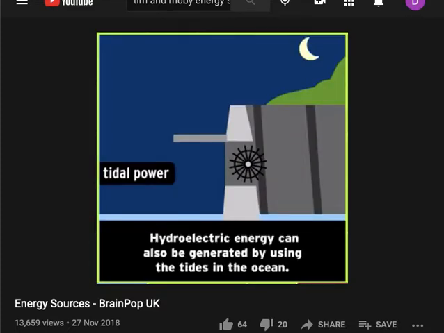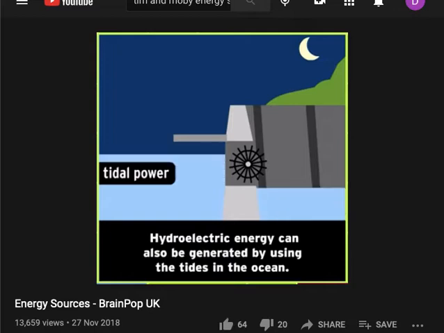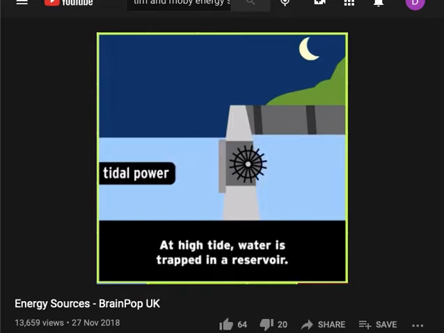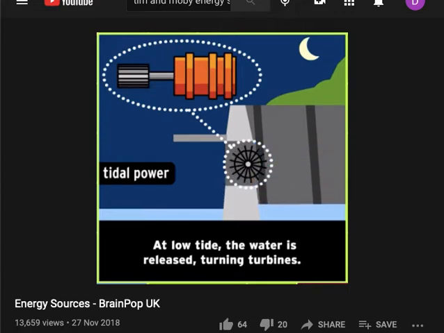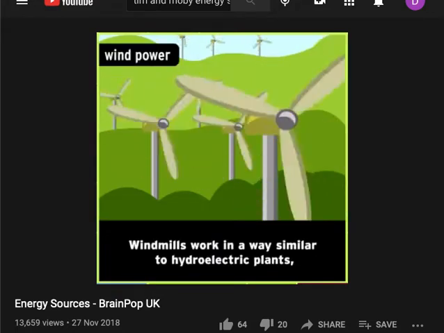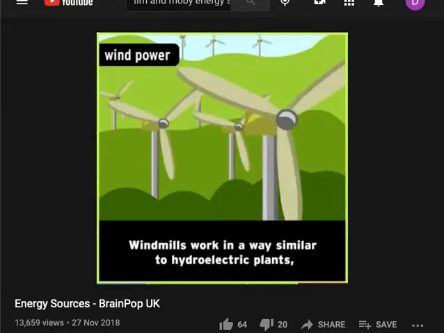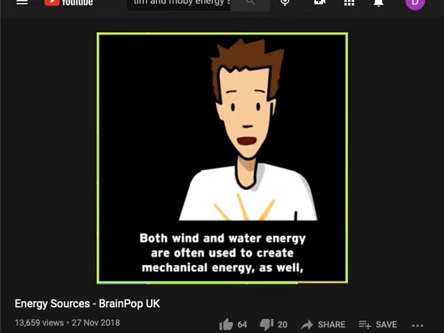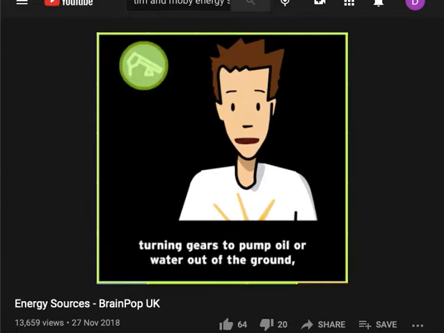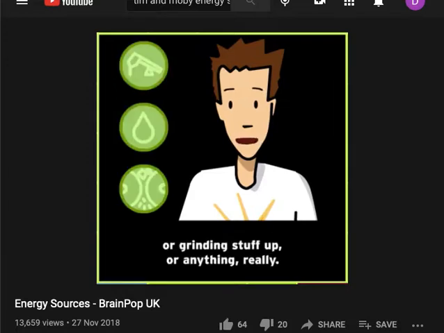Hydroelectric energy can also be generated by using the tides in the ocean. At high tide, water is trapped in a reservoir. At low tide, the water is released, turning turbines. Windmills work in a way similar to hydroelectric plants, but they use energy provided by the wind. Both wind and water energy are often used to create mechanical energy as well. Turning gears to pump oil or water out of the ground, or grinding stuff up, or anything really.